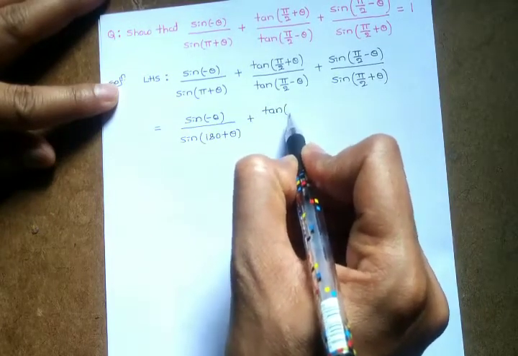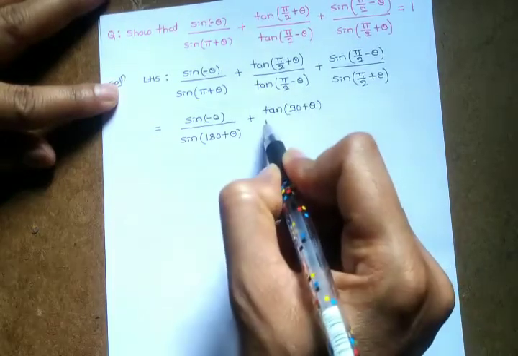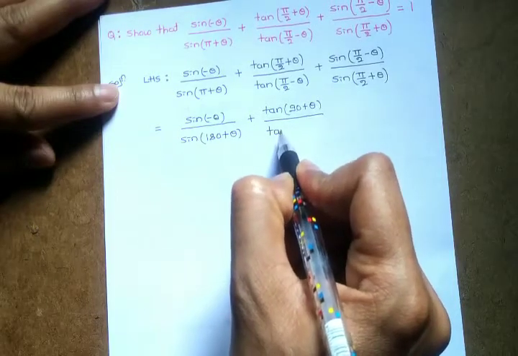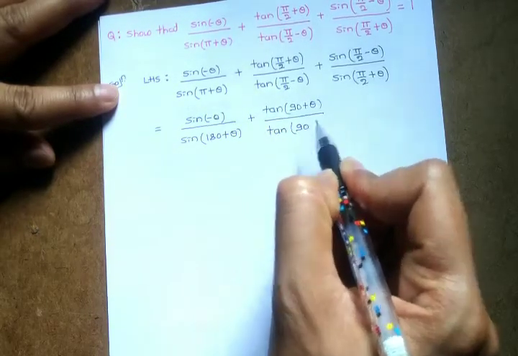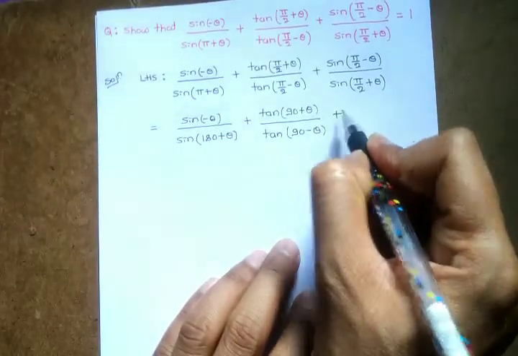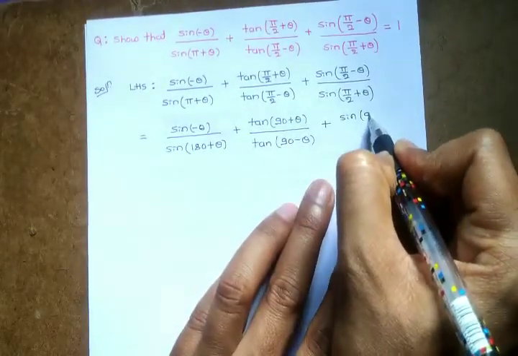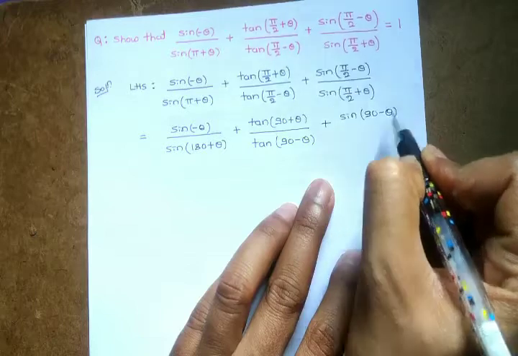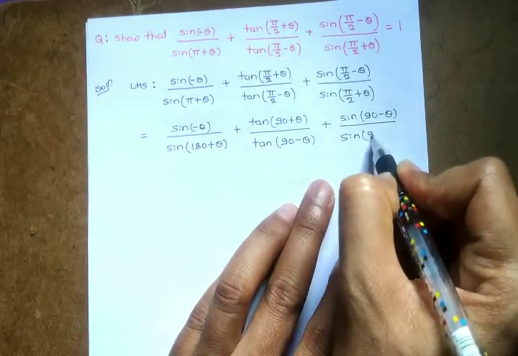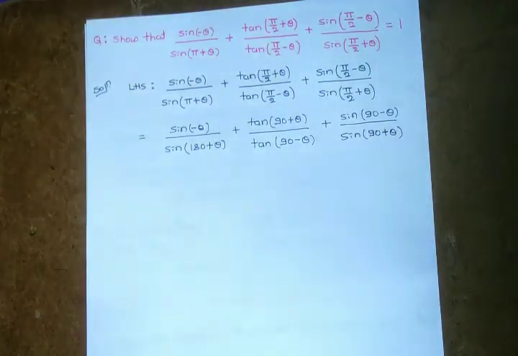So tan, it is 90 plus theta, keep it as it is, divided by, again pi by 2 means 90 degree, so tan 90 minus theta. Okay, so next plus, again pi by 2 means 90 degree, sine 90 minus theta divided by, again pi by 2 means 90 degree, again 90 plus theta. So this is the first step.